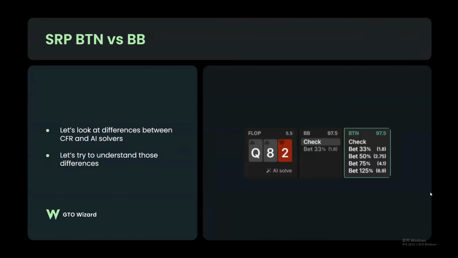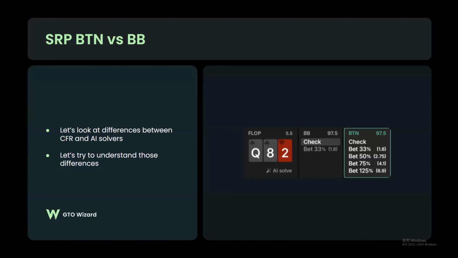So let's talk about this example. This is going to be a single raised pot, button versus big blind, queen 8-2 two-tone, and we're going to be looking at differences between CFR and AI solvers. And the reason is because the CFR solver is actually calculating everything that's going to happen throughout the hand on every single situation, right? The CFR is almost like a brute force, truer version of total math, just doing math for every single possible situation that could happen.